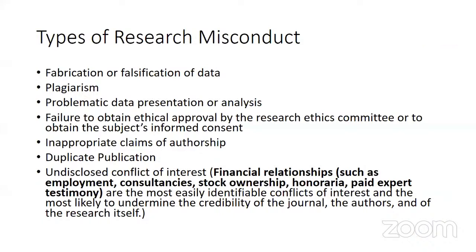And then it is mandatory for them to take approval for doing the research from the ethics committee. They fail to do this. Inappropriate claim of authorship is one of the types of misconduct. A student is doing the research all the time and someone else publishes the same research in his own name. Or the same research is published again and again using a different name, that is called duplicate publication.